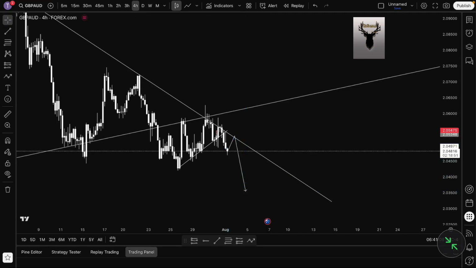I'll be waiting for price to get to this trend line and give me confirmation to go to the downside. So that is simply how to use trend lines. Make sure you use this wisely.